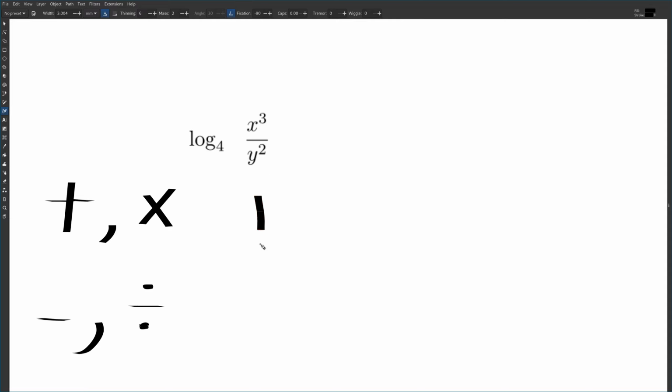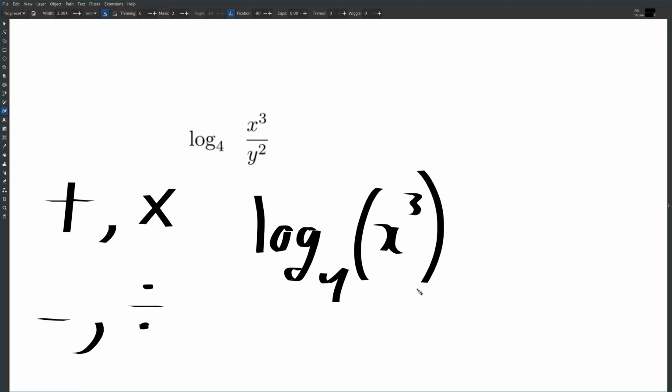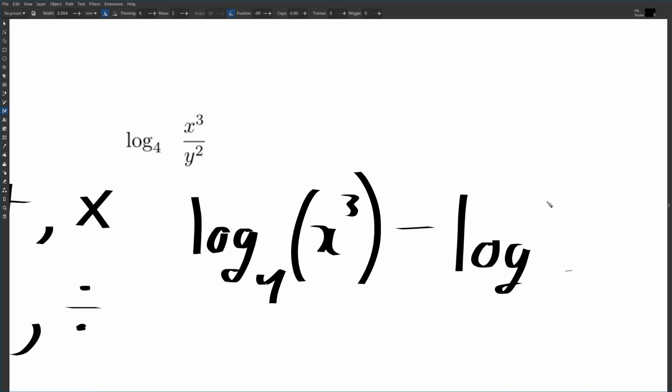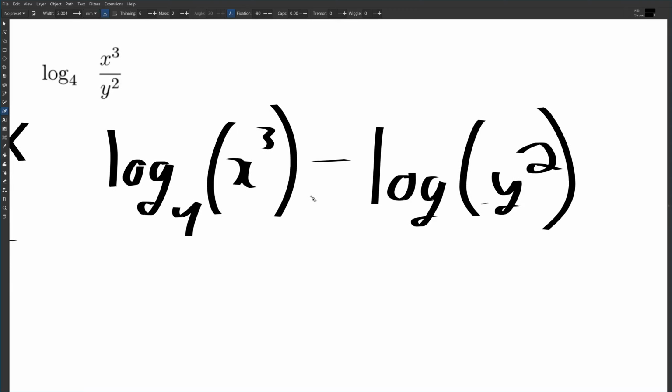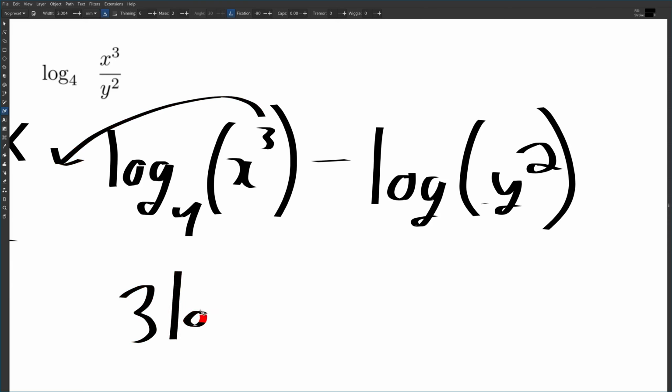So this turns into log base 4 of x cubed minus log of y squared. But we're not done just yet. There's another rule called the power rule of logarithms. And it says that if we have a power like this, we can bring it to the outside. So we're going to have 3 log 4 of x.